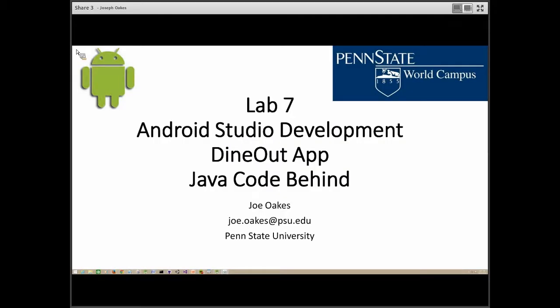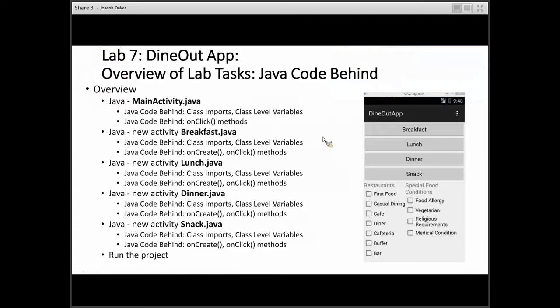Lab 7, Android Studio Development, DineOut application, the Java code behind. So in this lab, we are going to mostly be covering the Java code behind. We do need to make a few changes to the XML that we created in the last lab, lab 6.